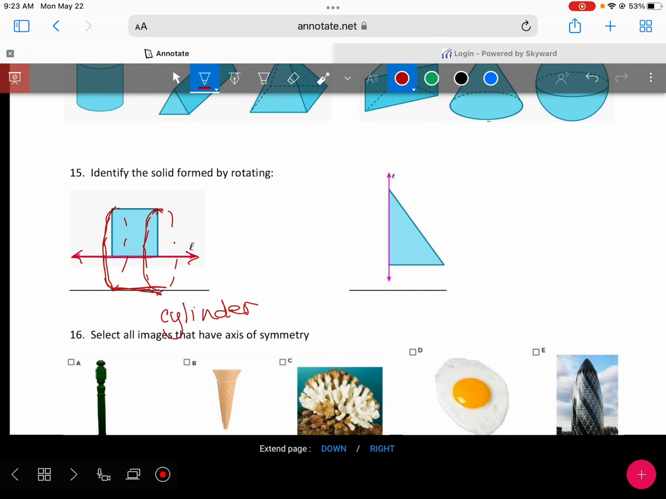Likewise, I have a triangle and it's going to get rotated around. And so what figure is that going to make if I go round and round? Anyone? Cone, yes. That will be a cone.